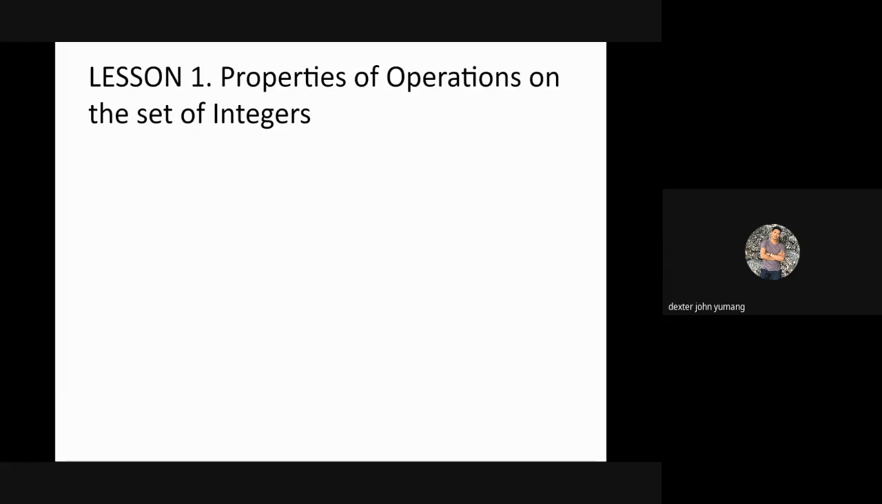Again, we will have our checking of portfolio notebook on Saturday. So, konti lang po ang nagpasa. Sa section nyo, 3 lang po ang nagpasa.